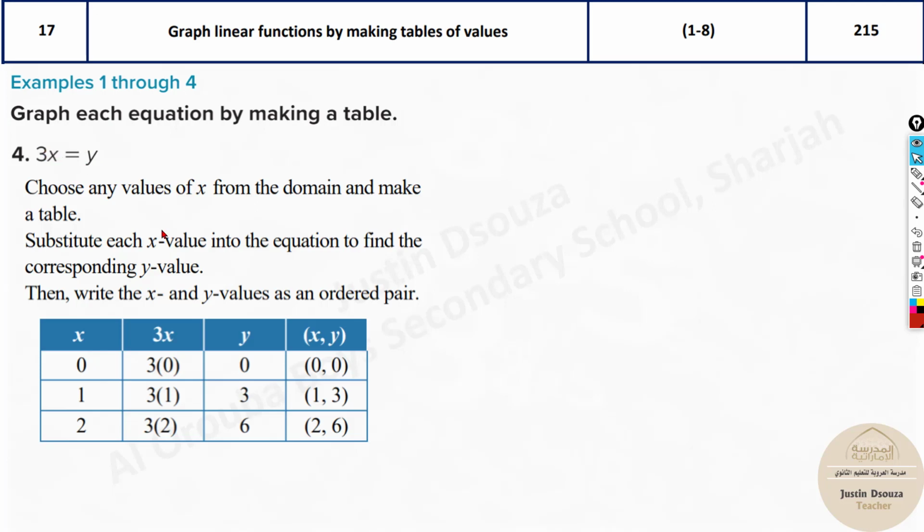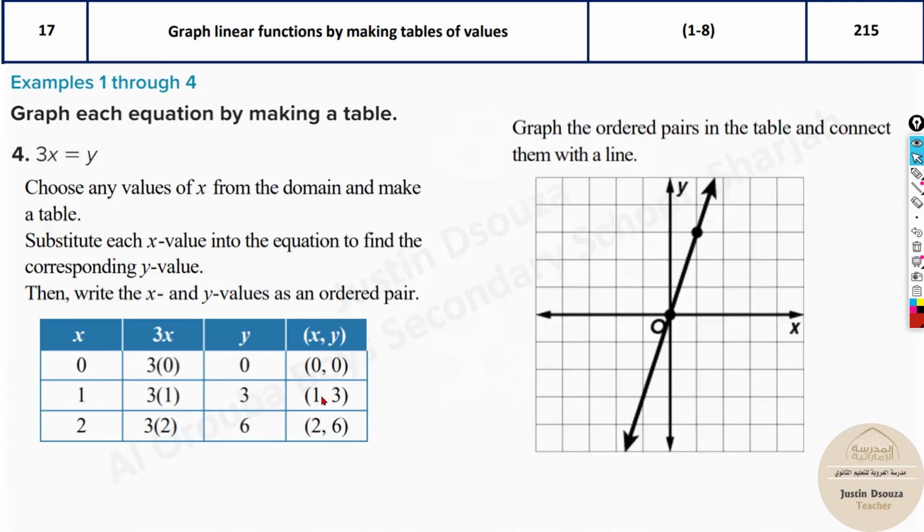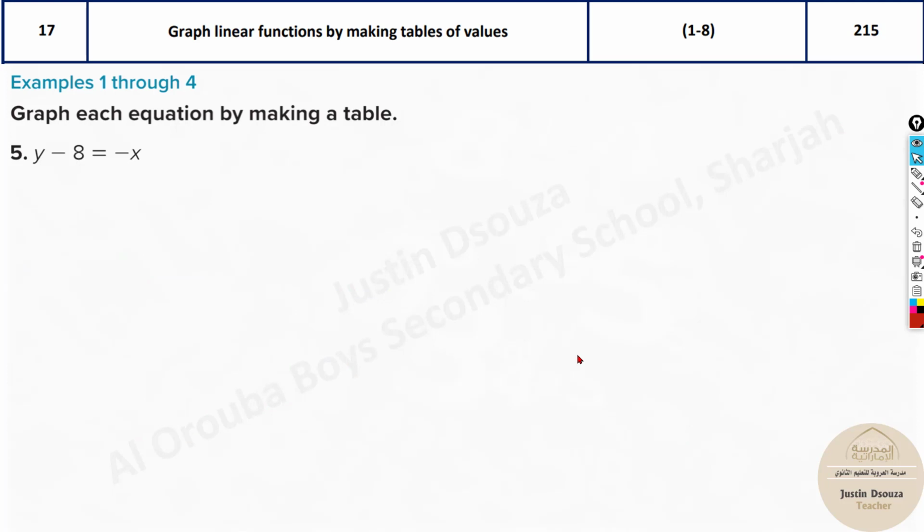When x is 0, y is 0. When x is 1, y is 3. When x is 2, y is 6. It's a multiple of 3, that's it. And then you graph it up. That's the answer. Same way, please do try.